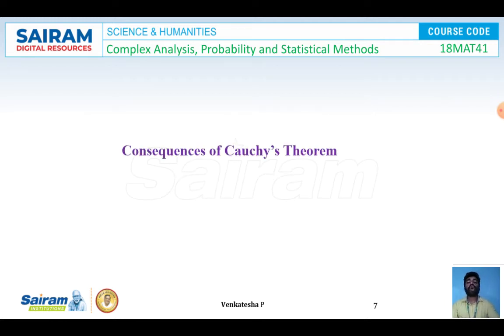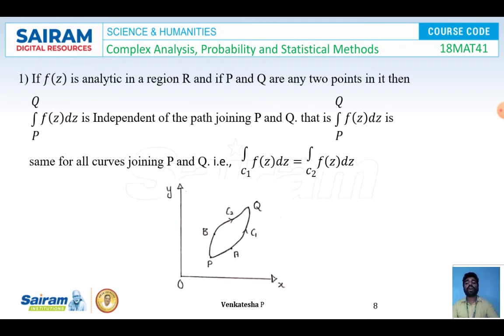So next is consequences of Cauchy's theorem. The first consequence of Cauchy's theorem is, if f(z) is analytic in a region R and if P and Q are any two points in the same plane and the same region R, then the integral between the points P to Q of f(z) dz is independent of the path joining P and Q.